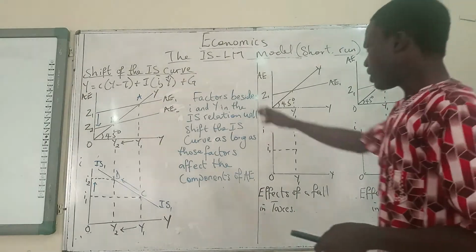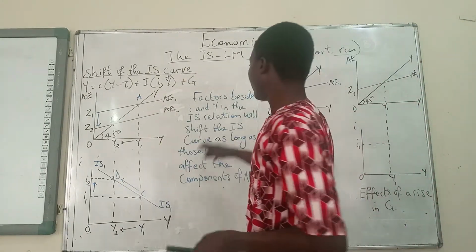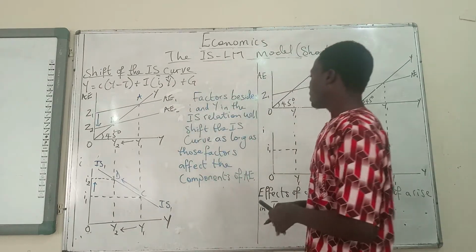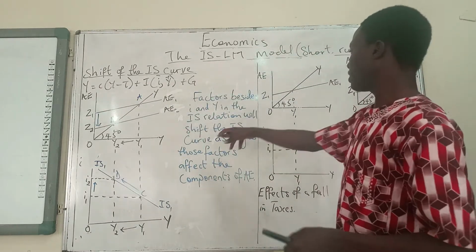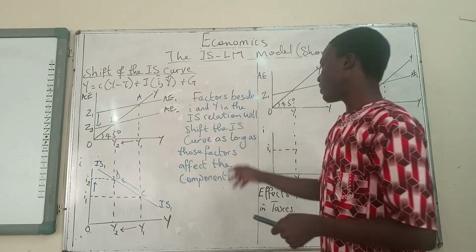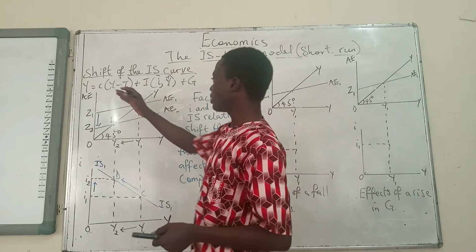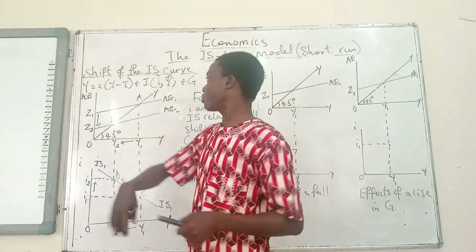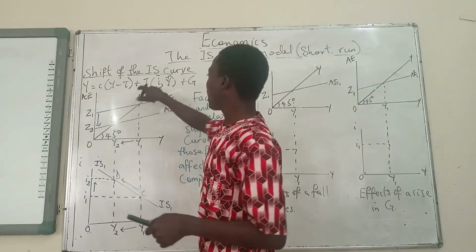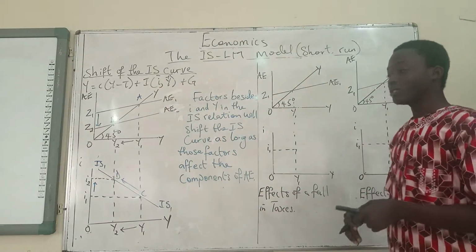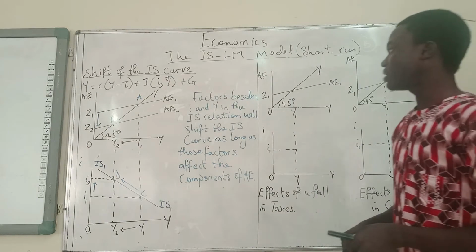Alright, so factors besides i and Y in the IS relation. This is the IS relation. Factors in the IS relation will shift the IS curve as long as those factors affect the components of AE. So what are the components of AE? The components of equilibrium output are C, I, and G. We made net exports equal to 0 so that we can simplify our analysis at first.